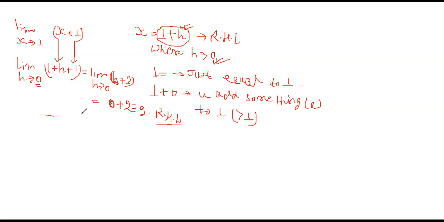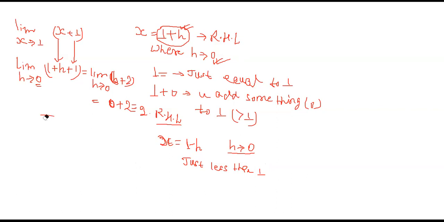Now, you take LHL. Write down here x is equal to 1 minus h, where h tends to 0. Got it? 1 minus h, it means it is just less than or greater than? Less than. It will be just less than 1.